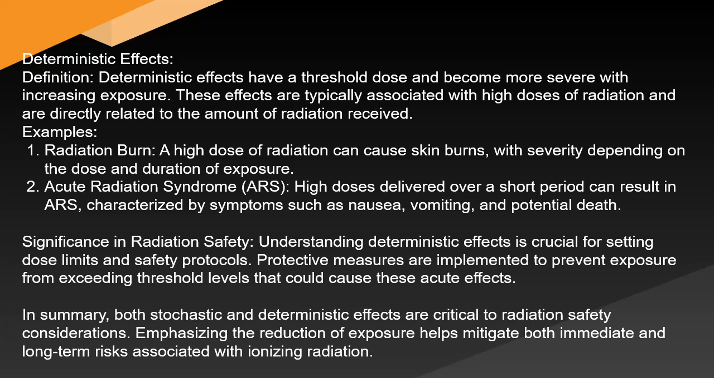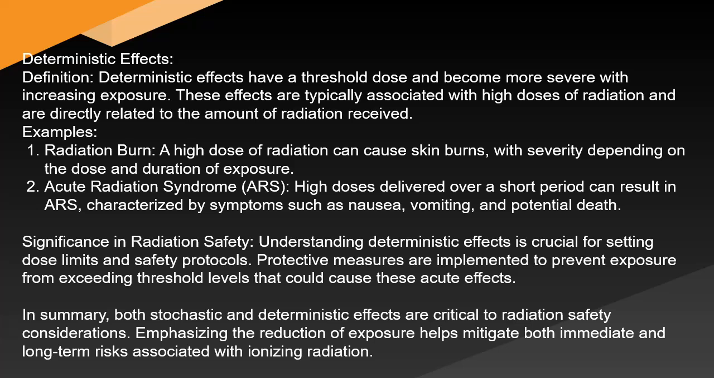Deterministic effects. Definition: deterministic effects have a threshold dose and become more severe with increasing exposure. These effects are typically associated with high doses of radiation and are directly related to the amount of radiation received. Examples: radiation burn. A high dose of radiation can cause skin burns, with severity depending on the dose and duration of exposure. Acute radiation syndrome (ARS). High doses delivered over a short period can result in ARS, characterized by symptoms such as nausea, vomiting, and potential death. Significance in radiation safety.